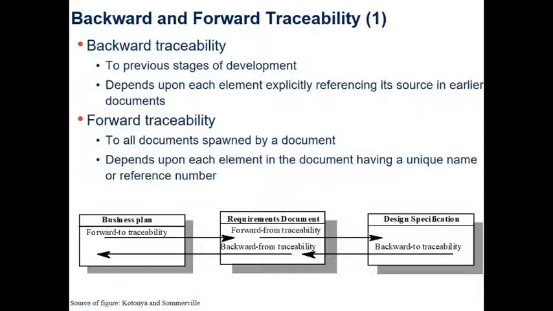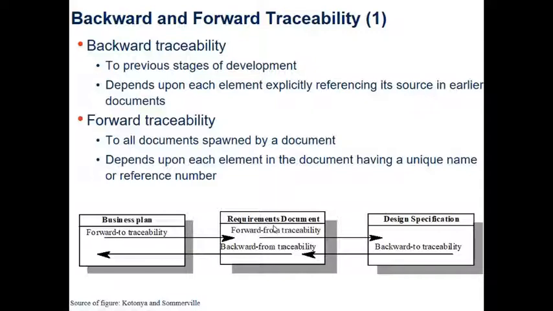Okay, let's look at backward and forward traceability. Backward traceability is to previous stages of development. You're going backwards, let's say from design phase to requirements document to business plan. That's backward. It depends on each element explicitly referencing its source in earlier documents. Then you have forward traceability to all documents spawned by a document. It depends upon each element in the document having a unique name or reference number. And so that's forward traceability.